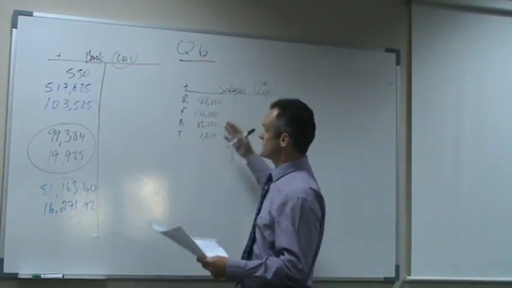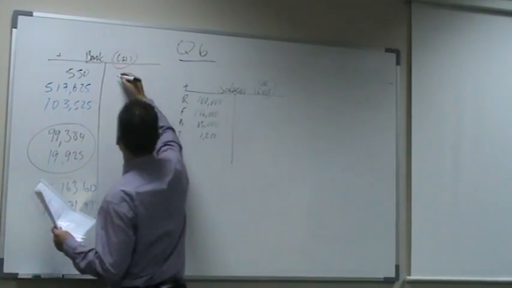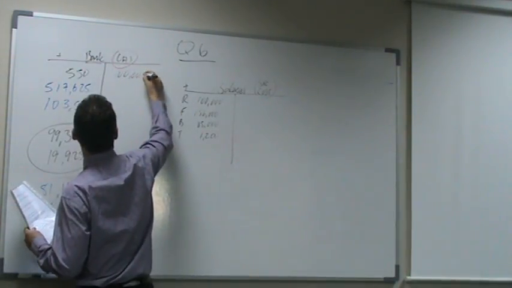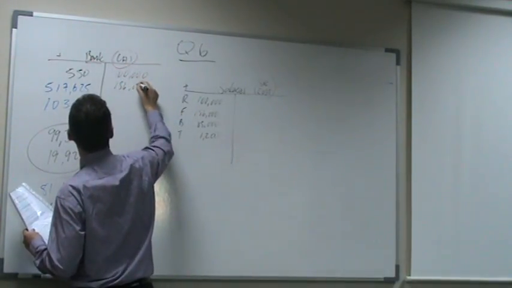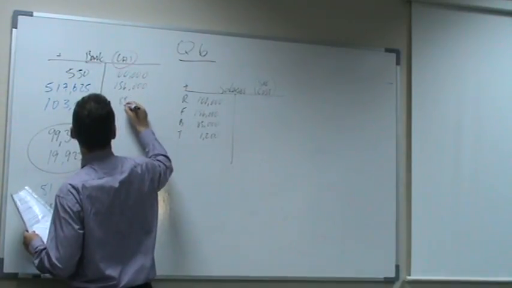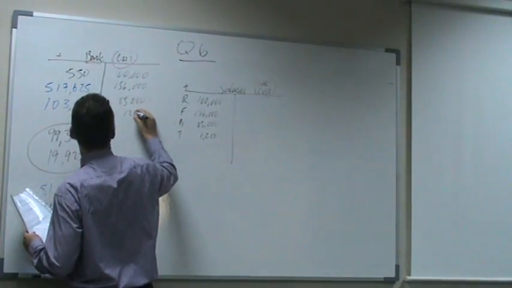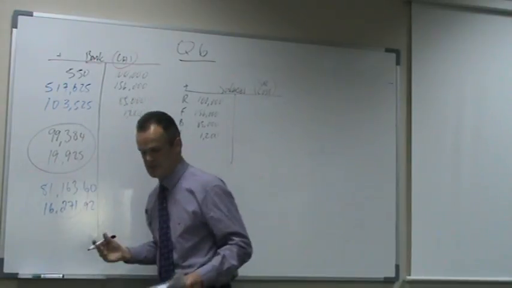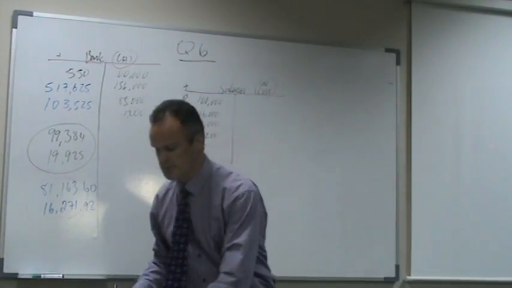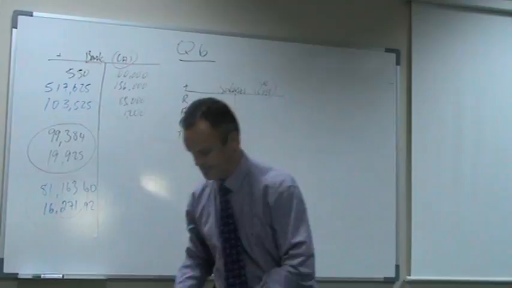And of course they were paid from the bank, so that comes straight out of the bank. 100,000, 156,000, 85,000, and 1,200. And that's it. That's the first part of the question done. Nothing more complicated than that because it was paid directly.